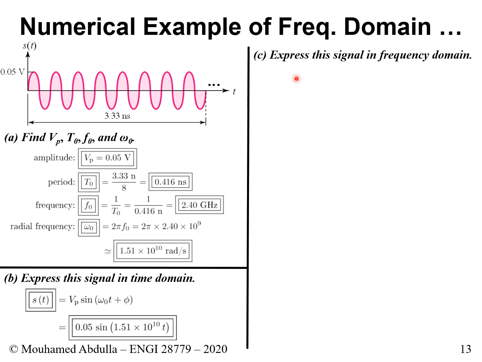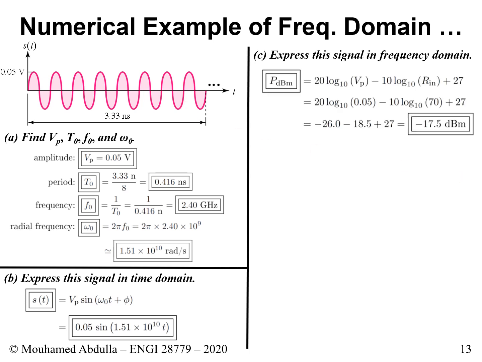C in the question says, express the signal in frequency domain. So we basically want a formula, a mathematical notation for this signal in the frequency domain. The most important thing in doing so is to determine the power of the signal. Once we know the power of the signal, then we could write the expression. So let's just write the expression.